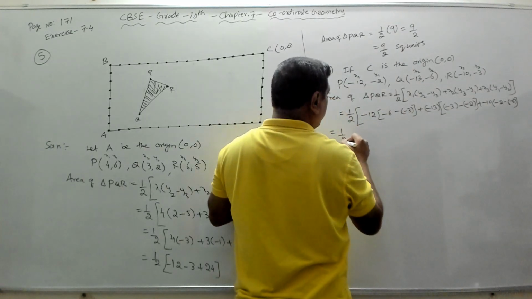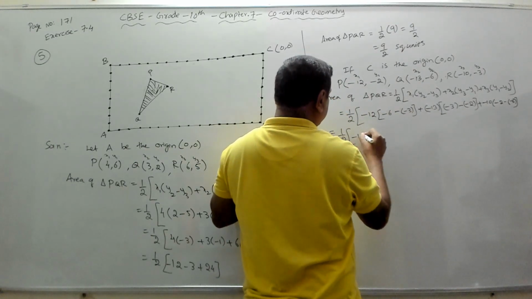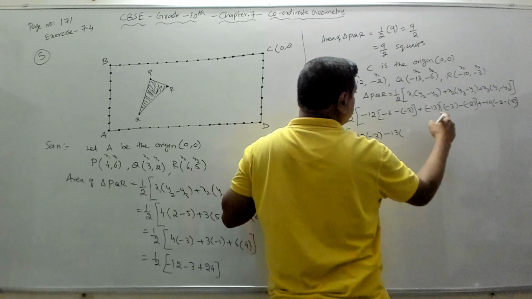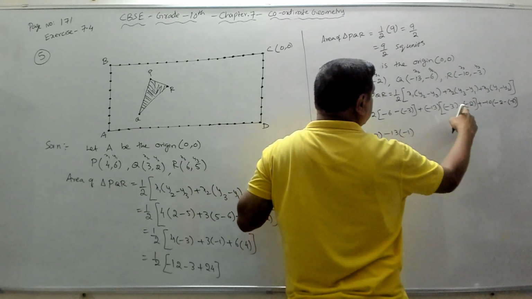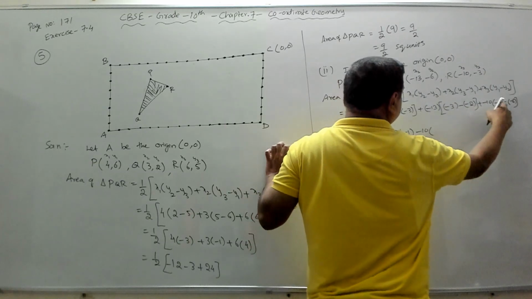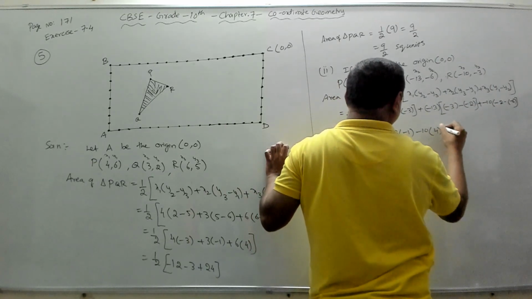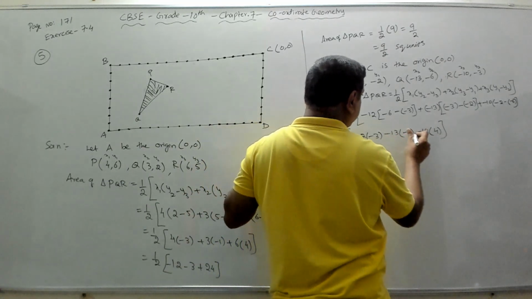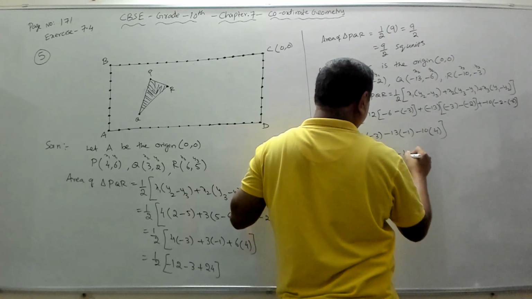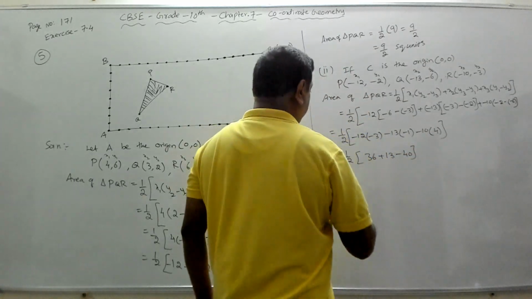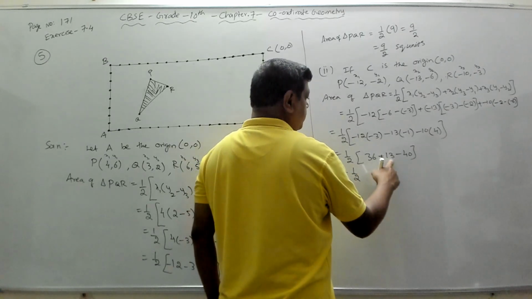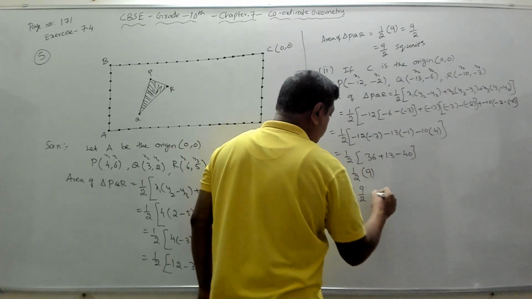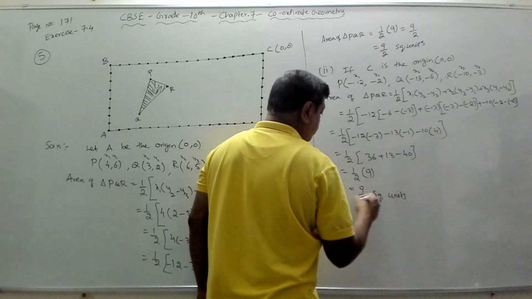So that becomes 1 by 2 of minus 12 into minus 6 plus 3, that is minus 3; minus 13 into minus 3 plus 2, which is minus 1; minus 10 into minus 2 plus 6, which is 4. So that finally becomes 1 by 2 of 36 plus 13 into 1 is 13, minus 40. 36 plus 13 is 49, minus 40 is 9. So we got 9 by 2 square units. That is the area of the triangle PQR.